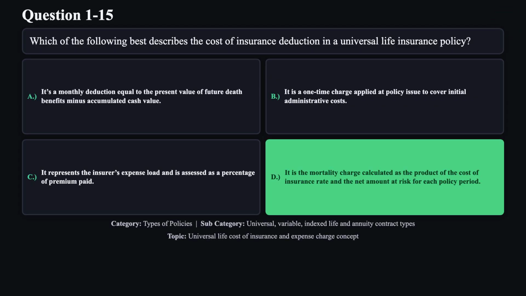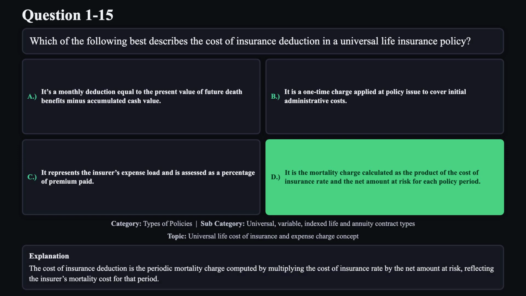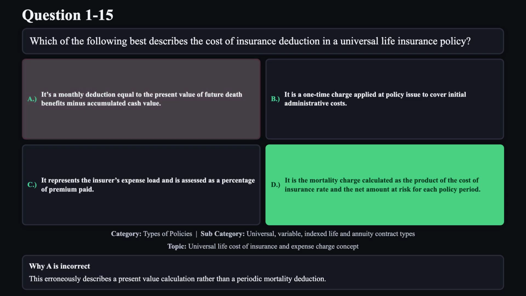The correct answer is D. The cost of insurance deduction is the periodic mortality charge computed by multiplying the cost of insurance rate by the net amount at risk, reflecting the insurer's mortality cost for that period. Reason A is not correct. This erroneously describes a present value calculation rather than a periodic mortality deduction.